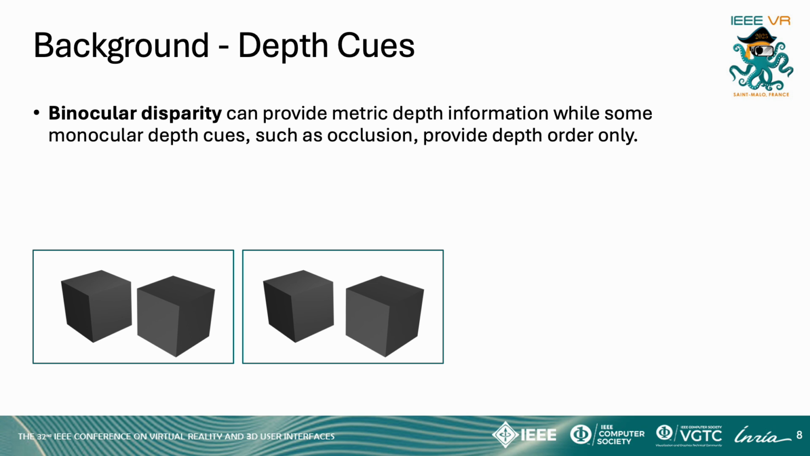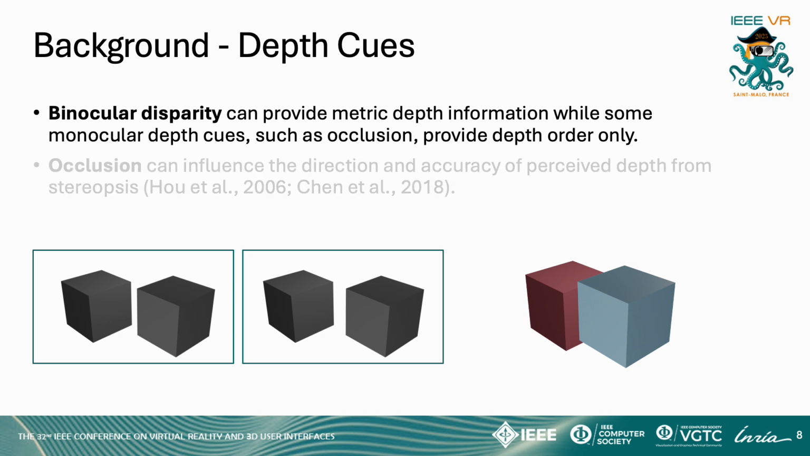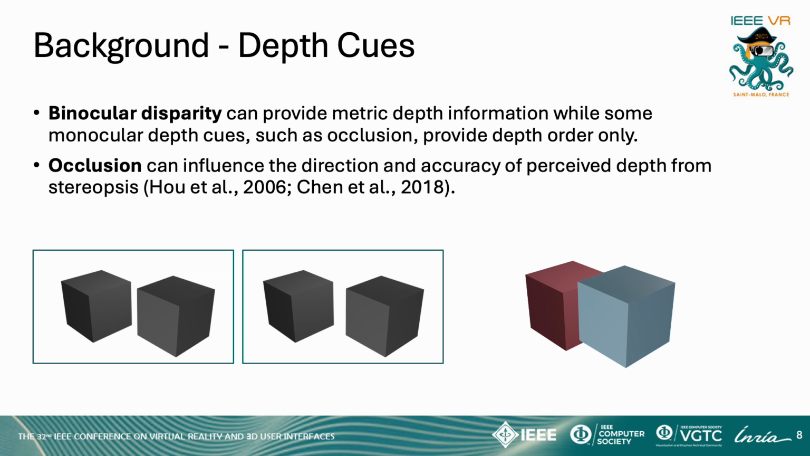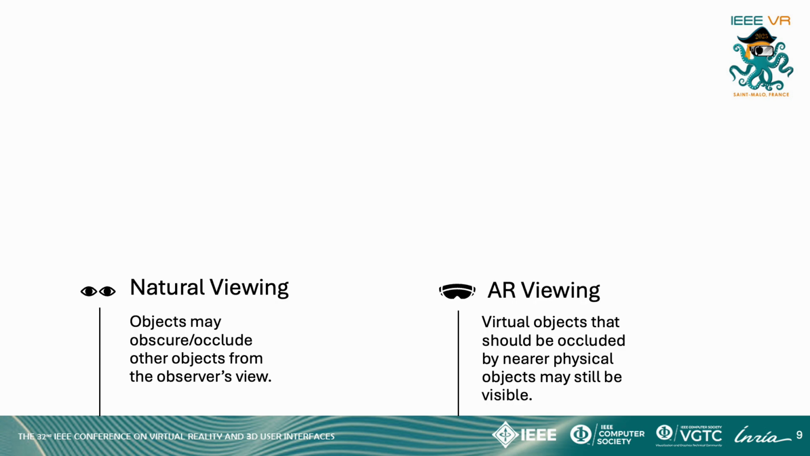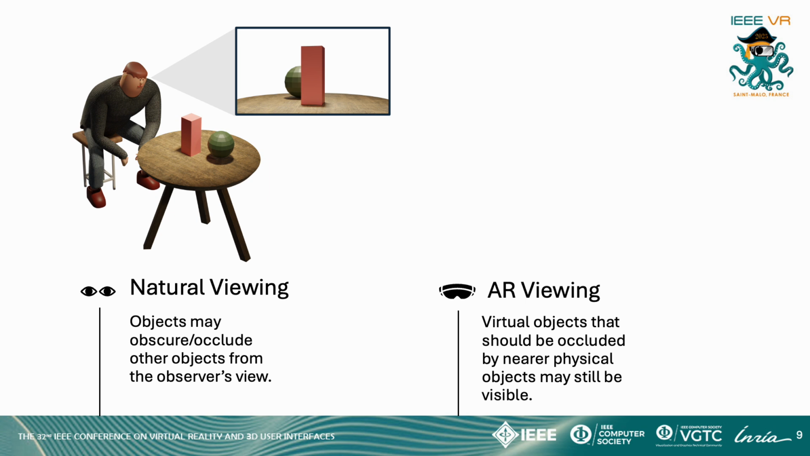There are also many monocular depth cues, such as occlusion, that provide depth order only. In this example here, the blue cube is occluding part of the red, which means that the blue should be perceived as closer. And there's evidence showing that occlusion can influence both the direction and the accuracy of perceived depth from stereopsis. So under natural viewing, disparity and occlusion are both correct. In this example here, the red block properly occludes part of the green ball.